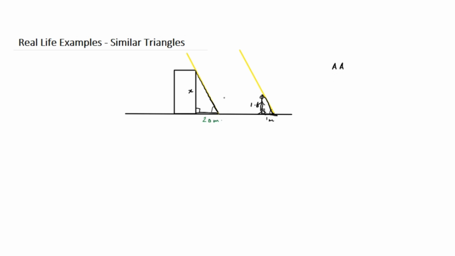So let's say the height of the building is X and the length of the shadow is 20 meters, so X over 20 should be in the same proportion as your height, which is 1.6, over your shadow length, which is 1. So all you have to do now is find the value of X, and it's very simple. Multiply both sides by 20. 20 and 20 get cancelled out, and what you get is X, the height of the museum building. That should give you 32 meters.